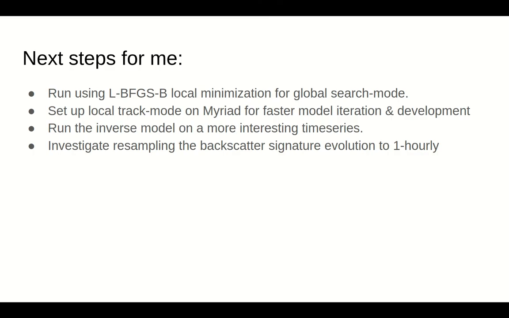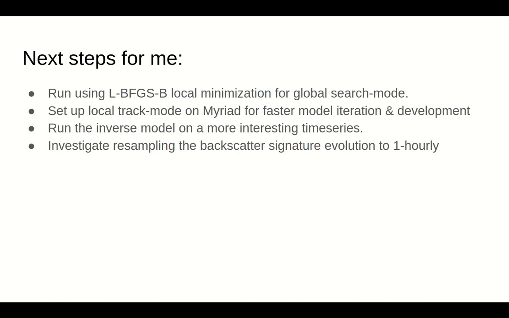The other next steps are, as I said before, running this local minimization routine in the global search mode. It will be a bit slower, but it'll be consistent between the 2 modes. Running the track mode on Myriad would be good, because it does take quite a long time. It takes half an hour or something for me to run it for this 3-day period that had only 24 time steps. So it'd be nice if I could outsource that to the electricity bill of UCL and not mine.